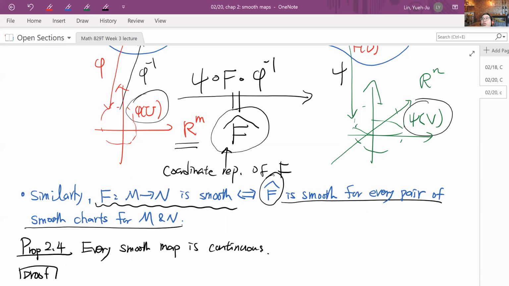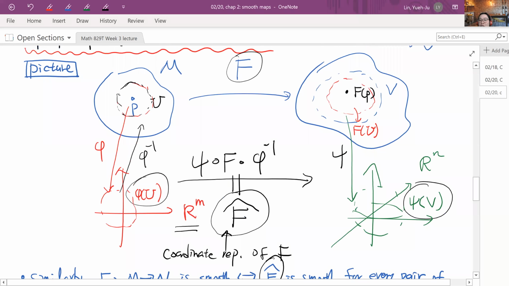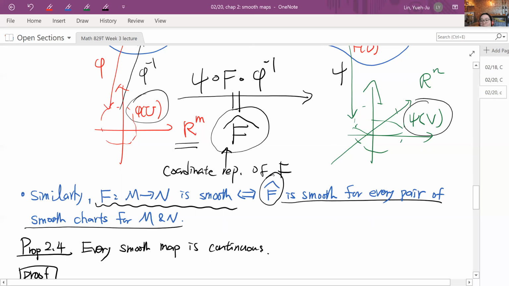But you can actually use the fact that each transition map on M or on N is smooth, actually a diffeomorphism, right? Then you can easily prove that it doesn't matter which choices of phi or psi you choose, the same thing will still hold. It will still be smooth. That's why it says the coordinate representation will still be smooth for every pair of smooth charts of M and N, okay?